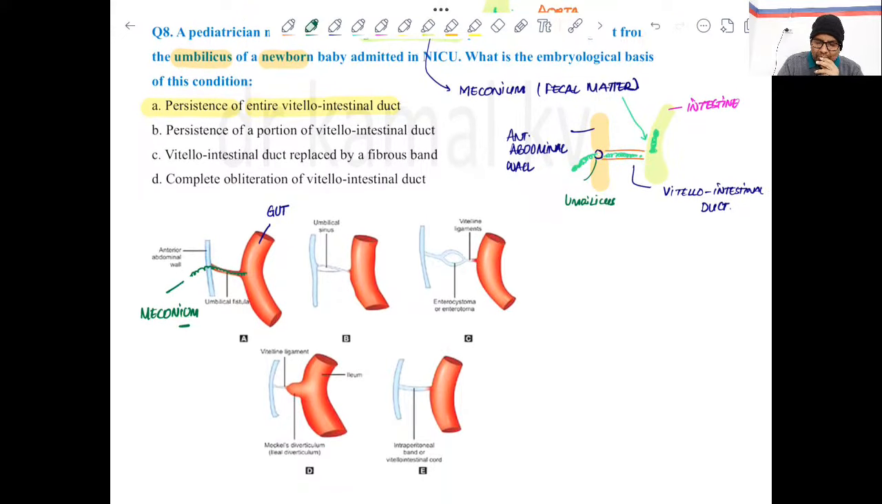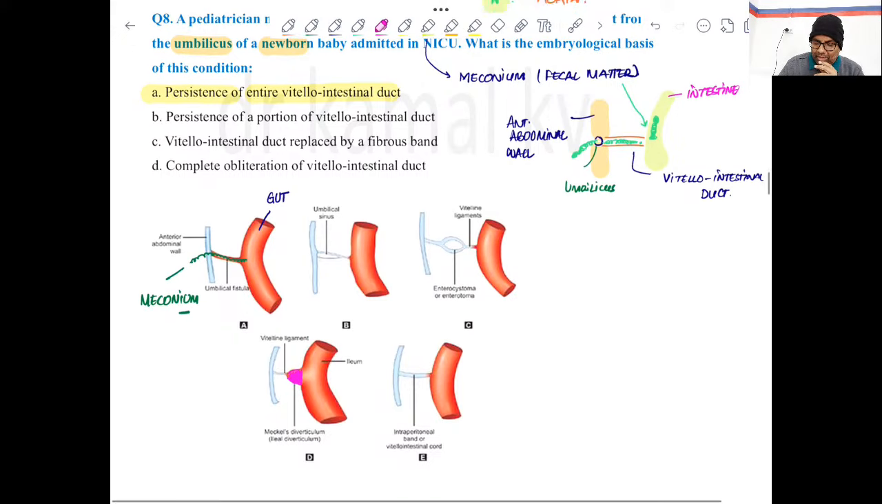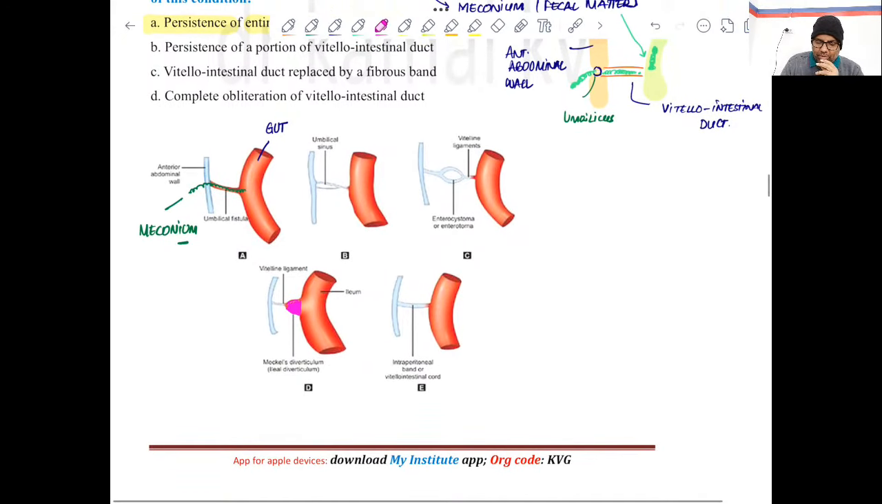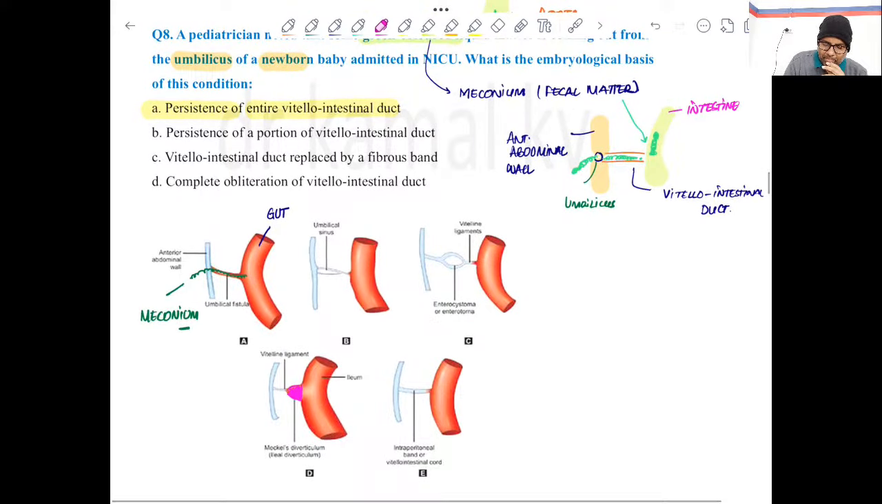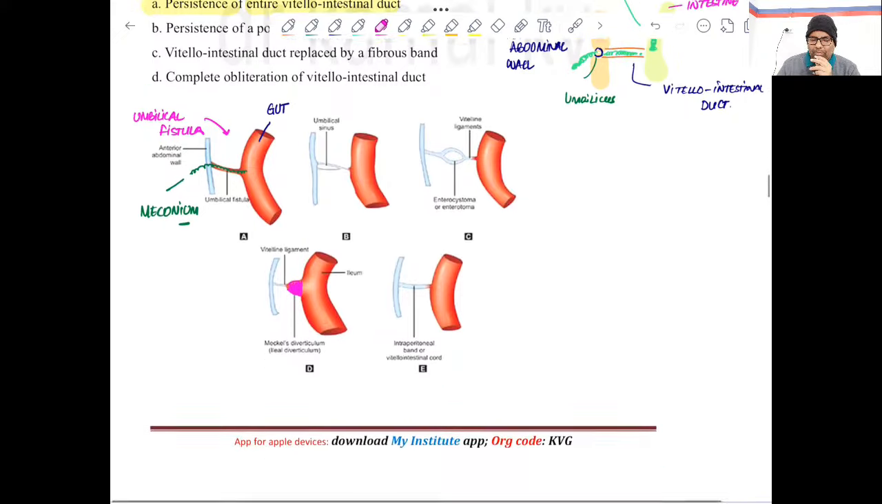And sometimes you must have heard of Meckel's diverticulum. So this is the Meckel's diverticulum here, and you can see it is also because of persistence of a little portion of the vitello-intestinal duct, not the entire area. Clear? So please remember umbilical fistula. So this is the umbilical fistula, at times also known as fecal fistula, and the meconium will come out through the umbilicus.